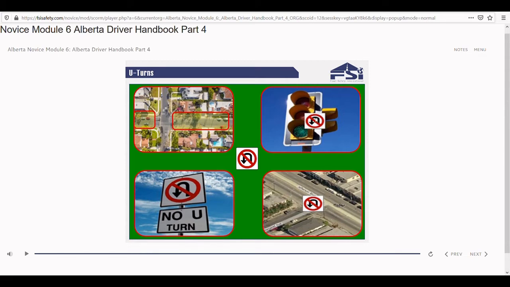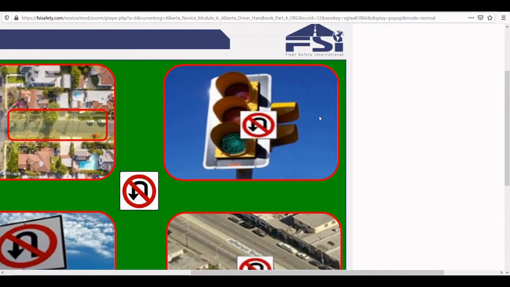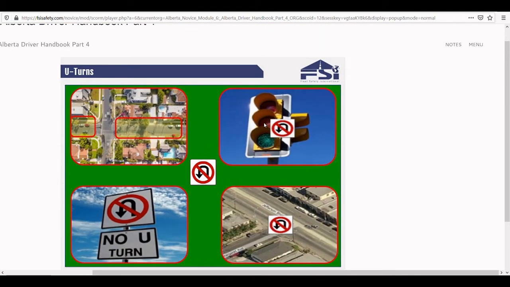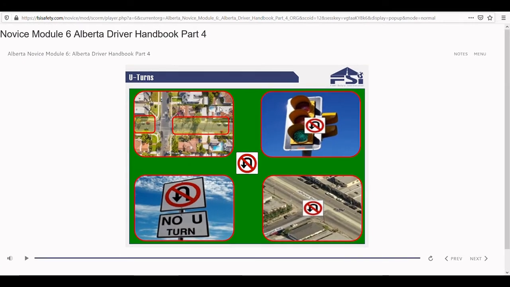And this is what I can't understand. It's more of this, where they poorly Photoshop it in. This is just a traffic light, and they just stuck a no U-turn sign on it. That's why they put the no U-turn sign in the middle of the 4 pictures, so I know that all these are situations in which you cannot make a U-turn.